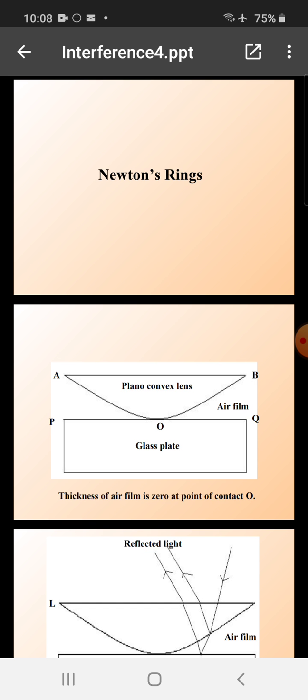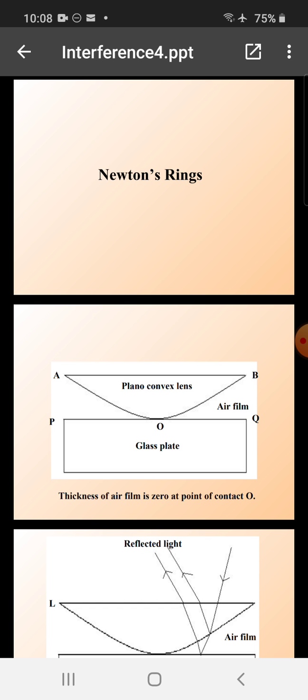Newton's rings are obtained by using interference of light rays. Interference we have already discussed, that either it is constructive or it is destructive. Constructive means where bright fringes are obtained. Destructive means where dark fringes are obtained. How are these bright and dark fringes obtained in Newton's rings? Let us see that.